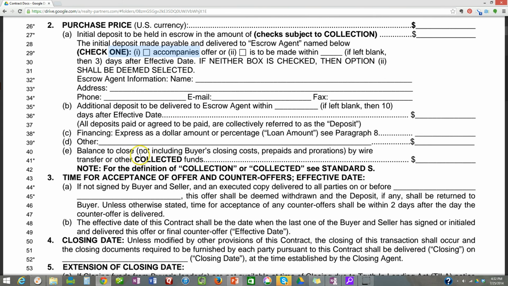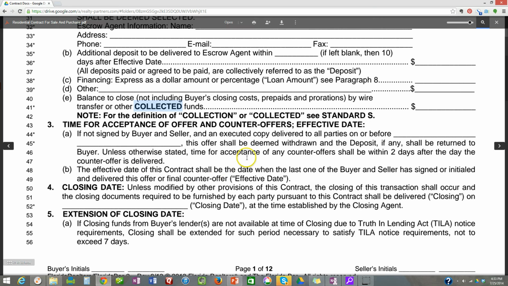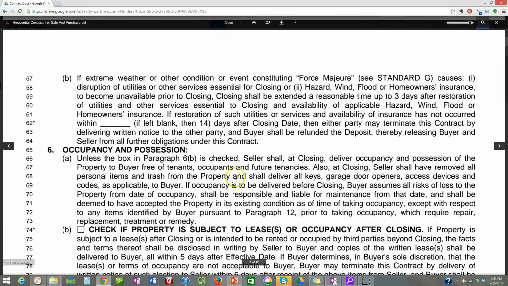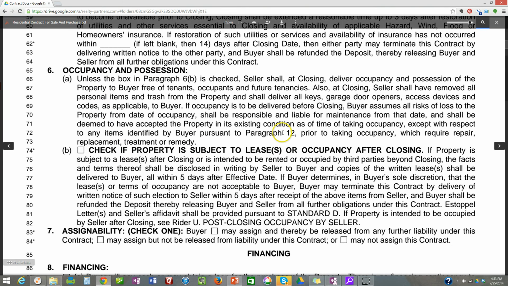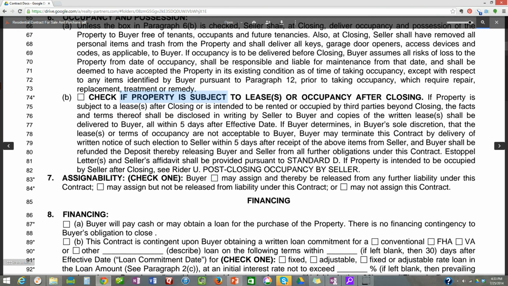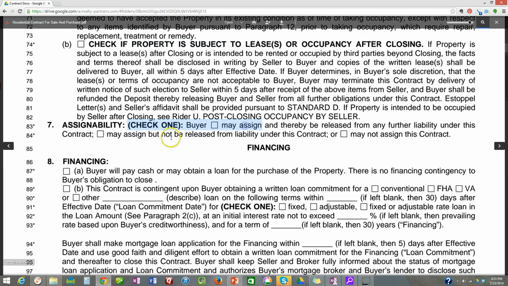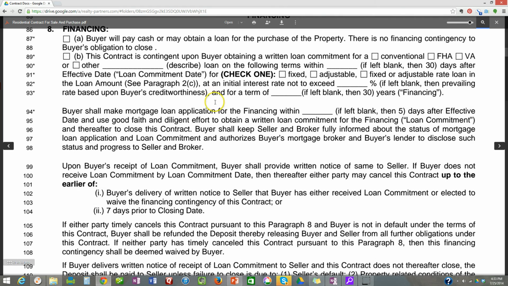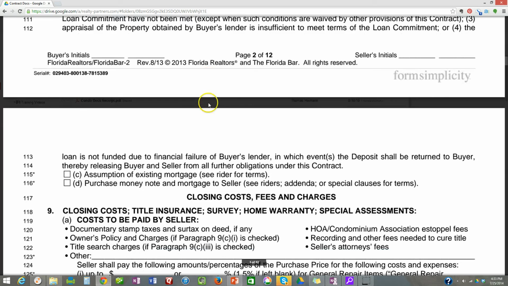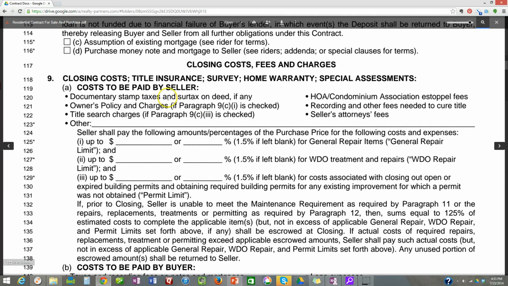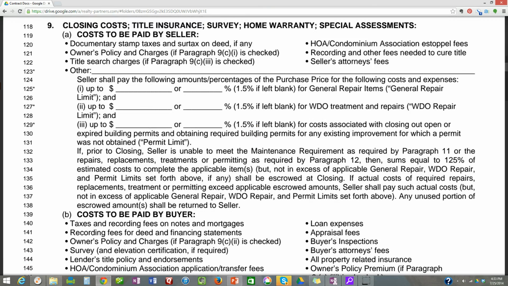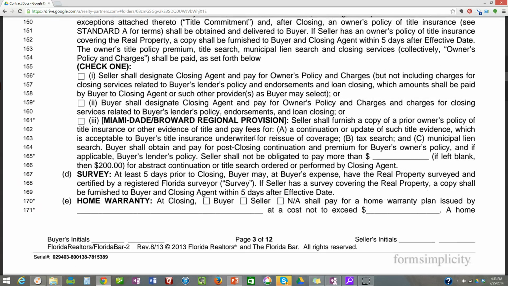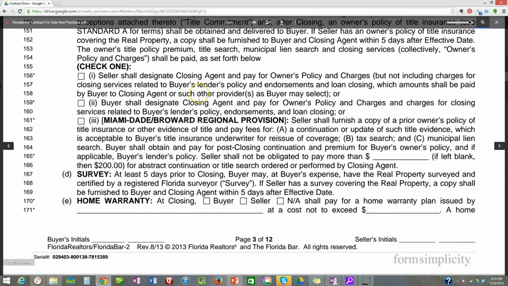the deposit, must be collected funds. All of this stuff here is the same. Occupancy and possession, check if property is subject to lease, assignability, financing. Again, these are virtually identical. Closing cost, same thing here. Title, who selects, designates the closing agent, and so forth.